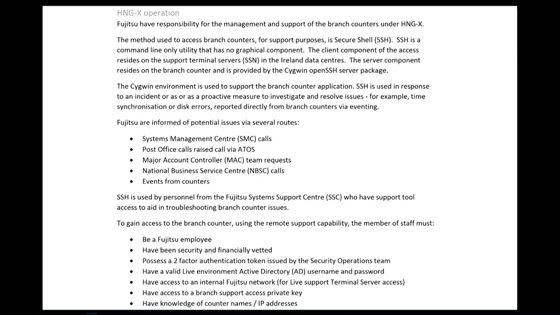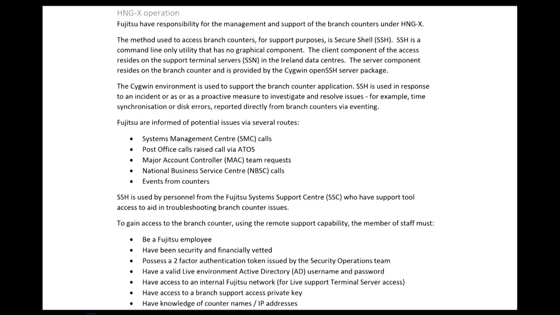Skipping a couple of paragraphs, have access to a branch support access private key. What does that mean? I don't know. Don't know, sorry.